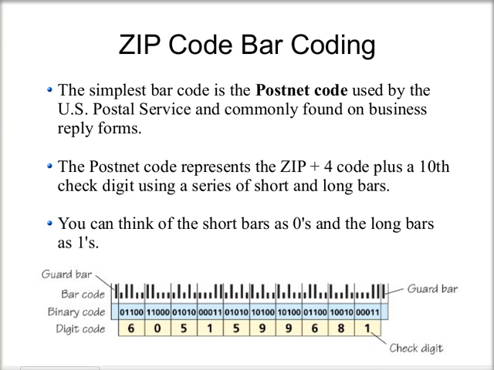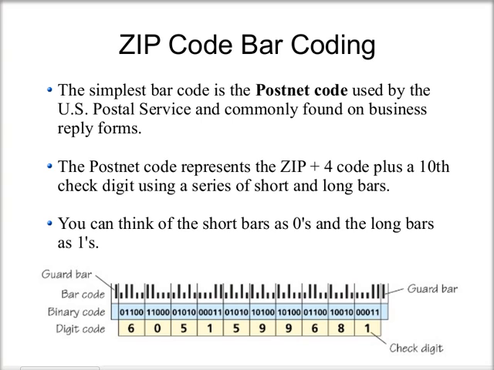So this is the zip code barcoding system. This is a simple barcode system called the PostNet code, which is used by the Postal Service and is commonly found on business reply forms or other types of bulk mail. The PostNet code represents the zip +4 code plus a 10th check digit using a series of long and short bars. We'll talk about the check digit later.